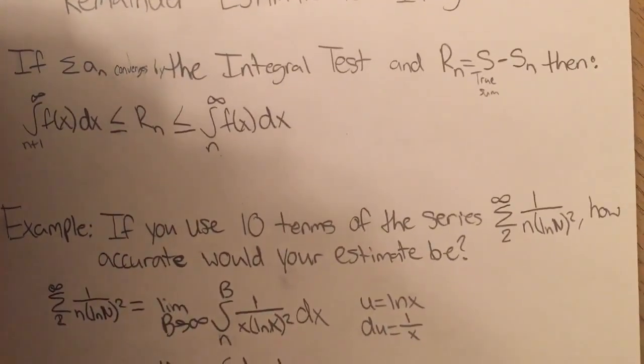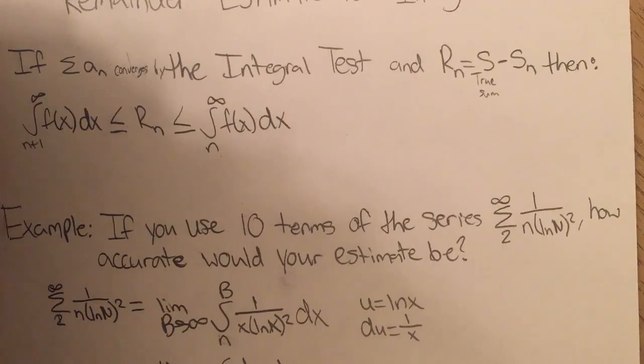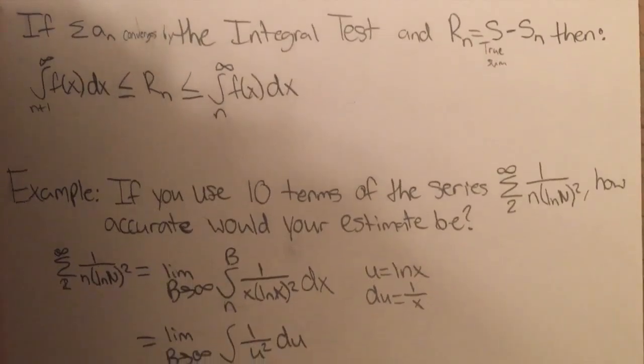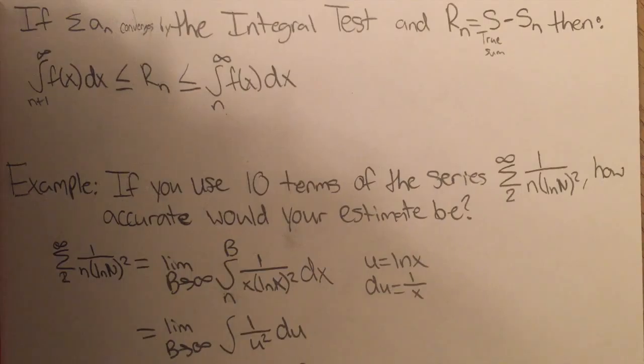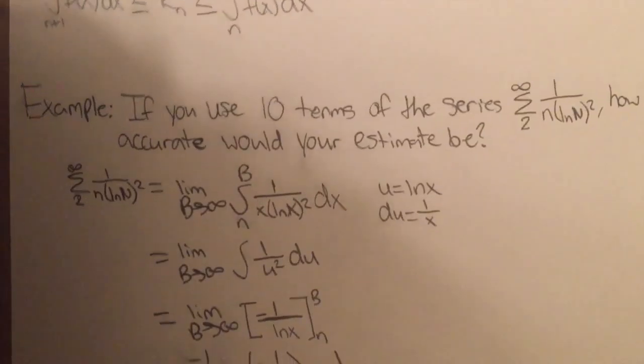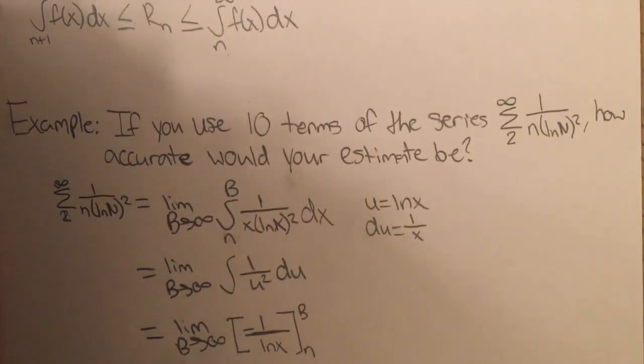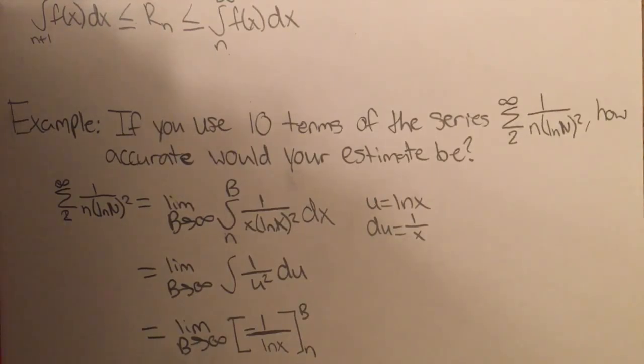So we can convert our original series to be the limit as b approaches infinity of the integral from n to b of 1 over x times ln x squared dx. We're going to do some u substitution here, so u is going to be ln x and du will be 1 over x dx. Then we're going to get the limit as b approaches infinity of the integral of 1 over u squared du. The integral of that is going to be equal to the limit as b approaches infinity of negative 1 over ln x, after we plug ln x back in for u, from n to b.